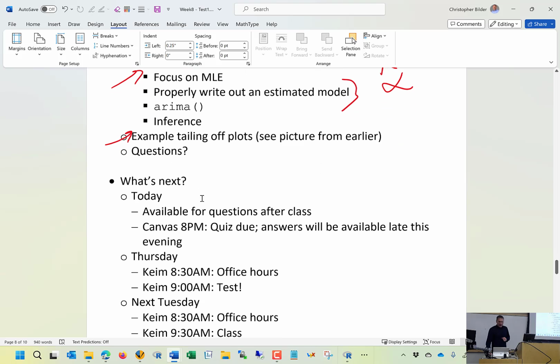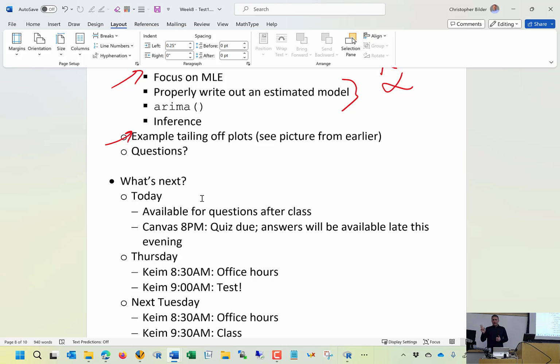Now, two things before I go to what's next. First, if you have any questions before our test, please feel free to post them to the discussion board. I'm happy to reply to them before our test.